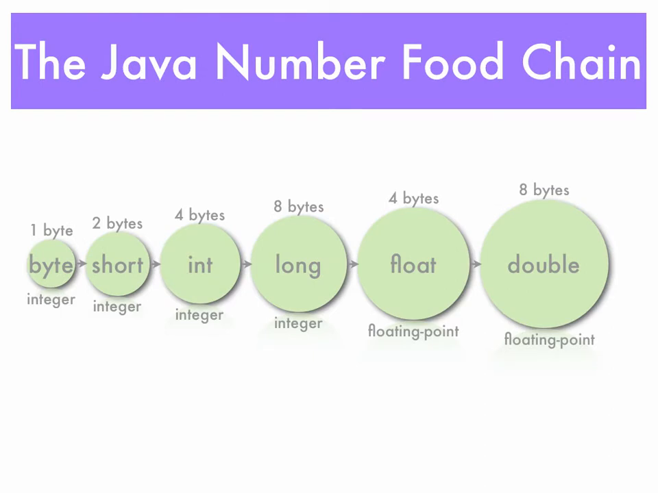This is the Java number food chain. That is the primitive types that we can use to store numbers within the Java programming language. You'll see that each type has a name, a number of bytes required in storage to store something of that type, and the kind of number that can be stored there, whether it be an integer or floating point. Bytes are at the lowest end of the food chain, doubles at the high end.